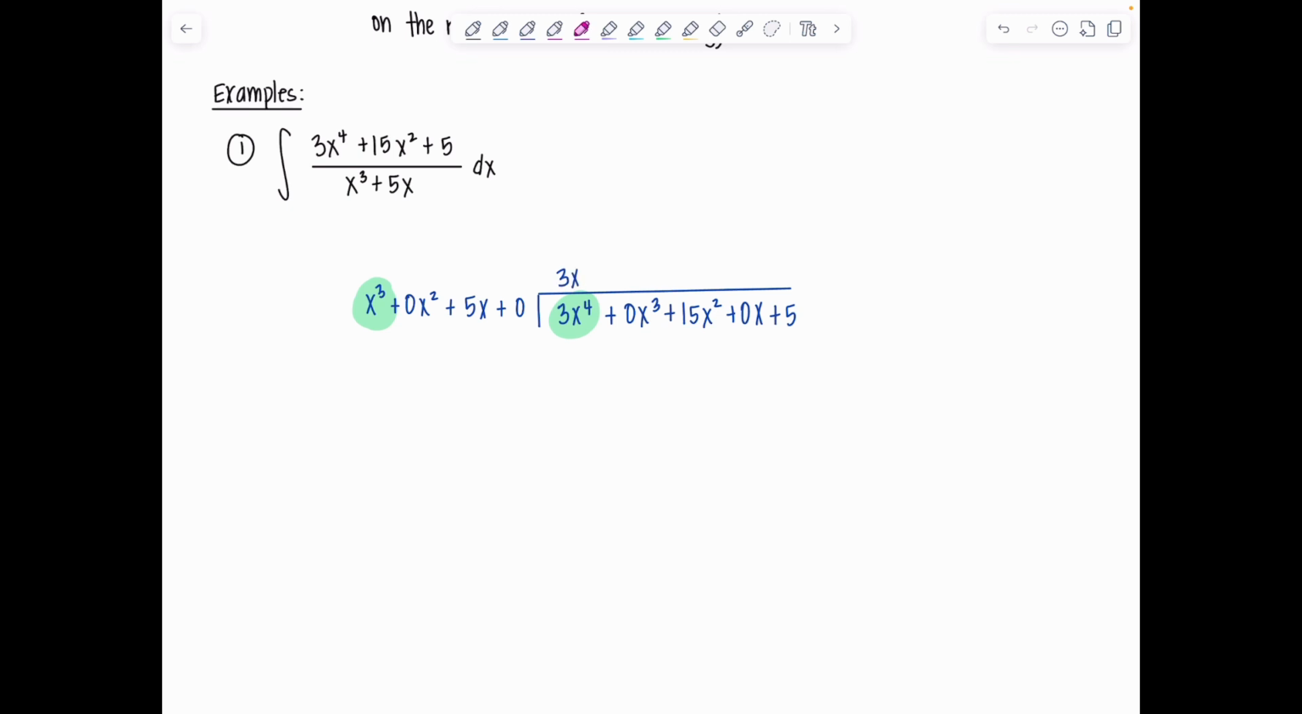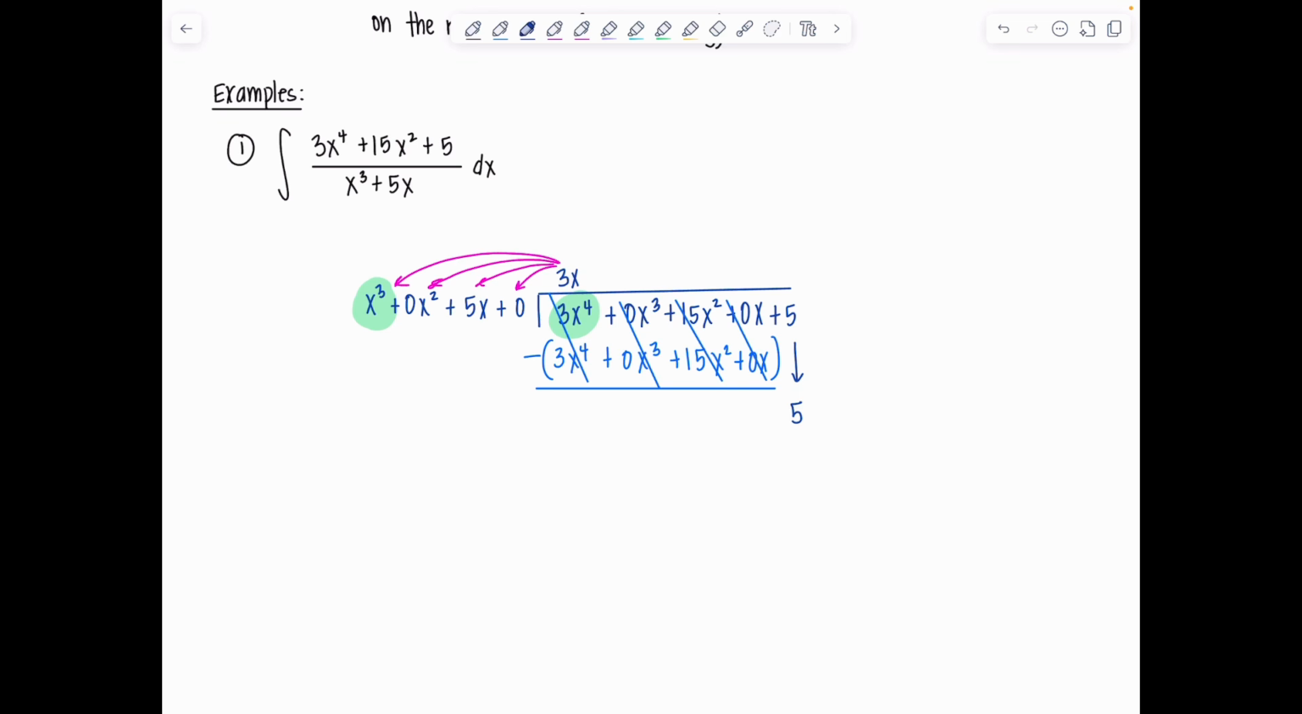Then you take that result and you multiply it through the divisor, the whole thing, and you list it underneath. So now this is going to be 3x to the 4th plus 0x cubed plus 15x squared plus 0x. And we subtract this from what's up above. So these will cancel. This is gone. Ooh, bonus, these cancel. This is nothing. And then now I bring down what's left over, which is the 5.